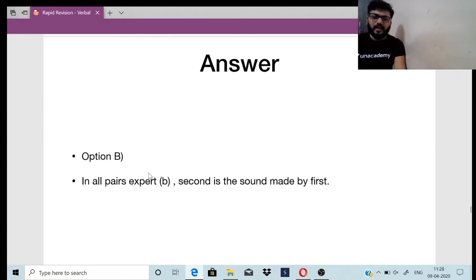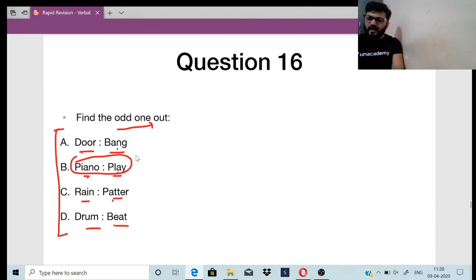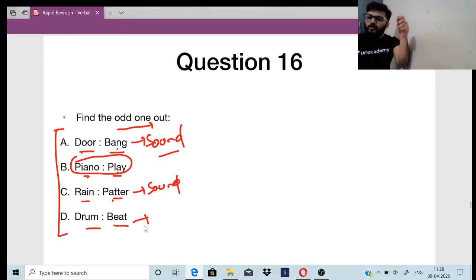Why, I will tell you. In all the pairs except B, second is the sound made by the first. So door, what is banging? When you bang the door, this is the sound. When rain happens, patter is the sound. When you beat the drum, this is the sound.